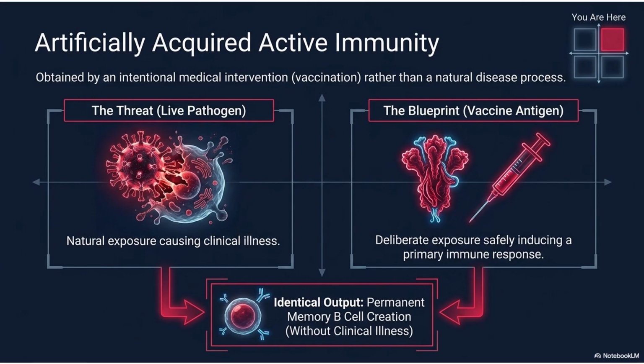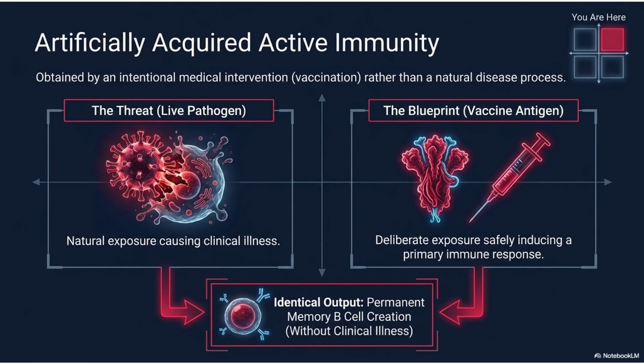A vaccine is a biological product that safely induces an immune response, conferring protection on subsequent exposure without causing the disease itself. Look at the contrast on the screen. On the left is the threat or the live pathogen, which can cause real clinical illness. On the right is the blueprint, the vaccine antigen.